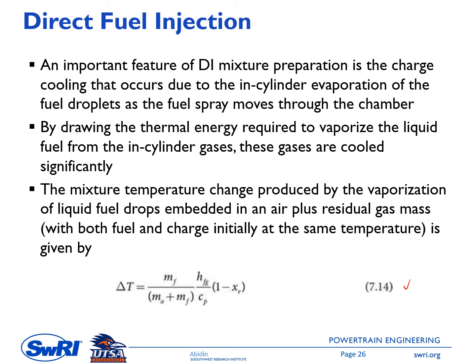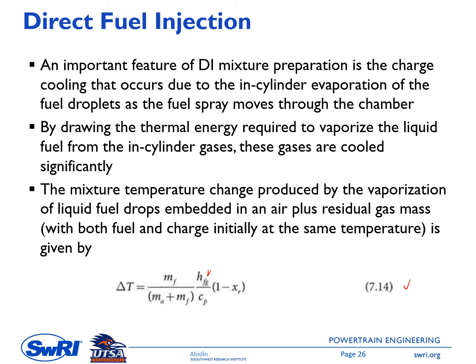So this formula is showing the estimated temperature decrease when we have this charge air cooling. So delta T equals m_f, where m_f is the fuel mass, times h_fg, which is the evaporation heat of the fuel, and then times (1 minus x_r). I think this formula is not correct. This one is from equation 7.14, from the second version of the book. I think this is not correct.